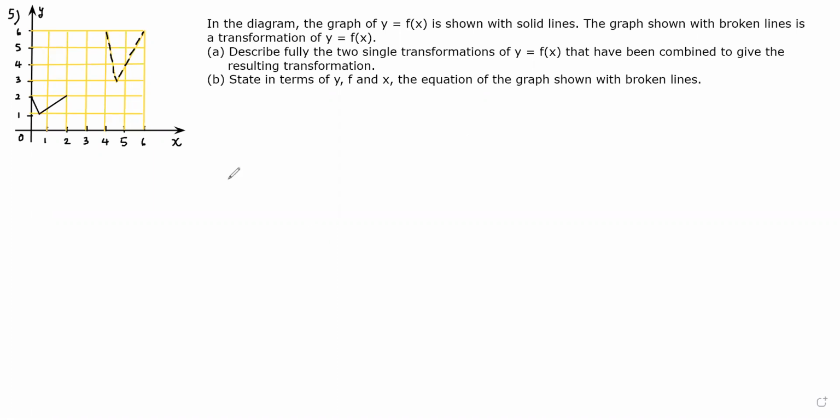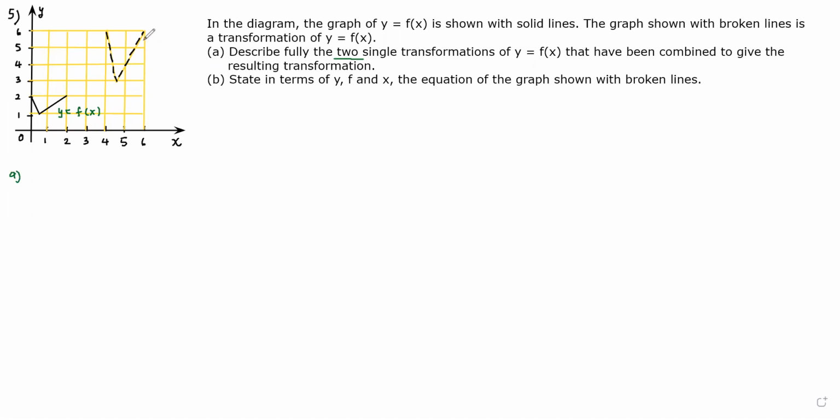In the diagram, we are given the graph of y equals f(x). This is the graph of y equals f(x) in solid lines, and it has been transformed into the graph with broken lines. So this is the image. Part A: describe fully the two single transformations that would result in the image. So there are only two transformations here, from y equals f(x) to the image of the function.